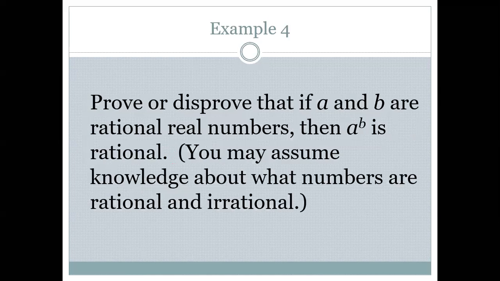Prove or disprove. This one's kind of tricky, and we'll come back on Wednesday and talk about this one before we move on to stuff about sets. Prove or disprove that if A and B are rational real numbers, then A to the B is rational. Actually, you guys probably already know an example. If A and B are both rational, does it follow that A to the B is rational? Given what we just talked about, not very long ago, in this very class.